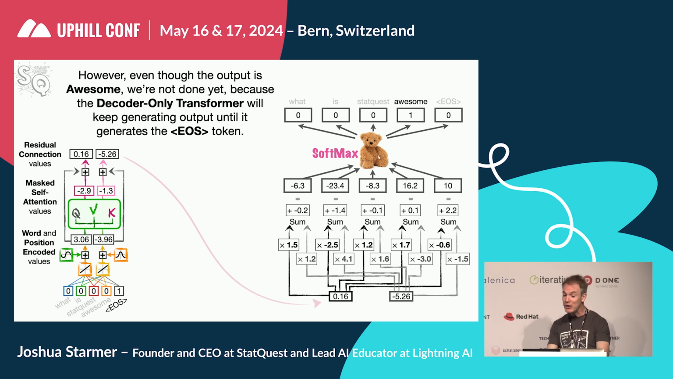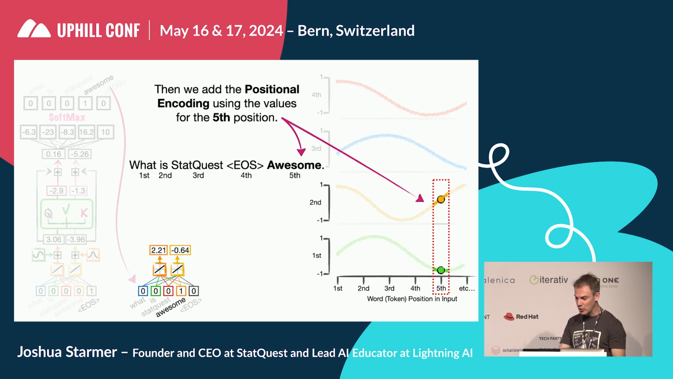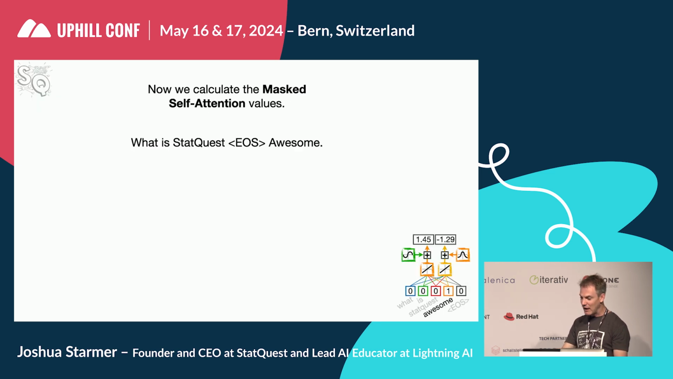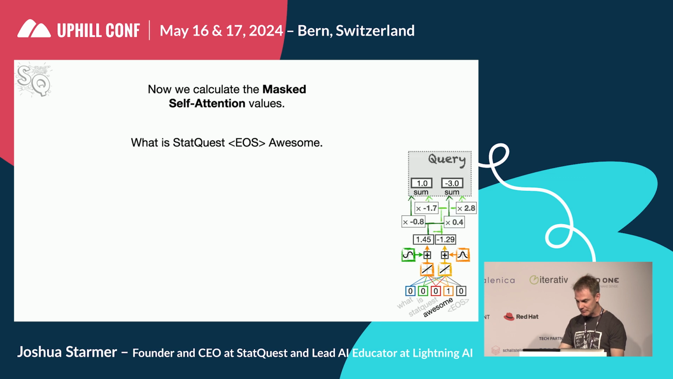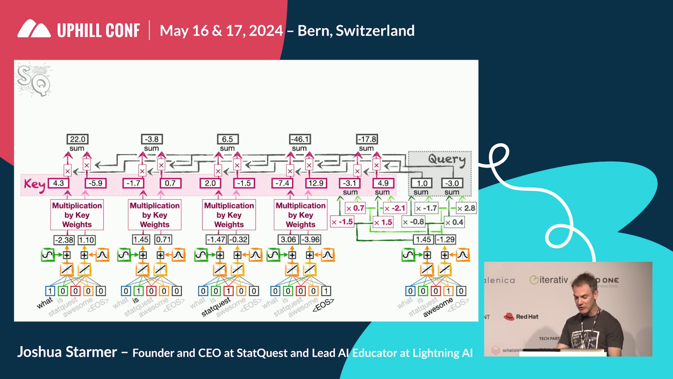However, even though the output is awesome, we're not done yet, because the decoder-only transformer will keep generating output until it generates the EOS token. So we plug the word we just generated, awesome, into the word embedding layer, and then we add the positional encoding using the values from the 5th position. Now we add the masked self-attention values. You guys are getting all this, right?